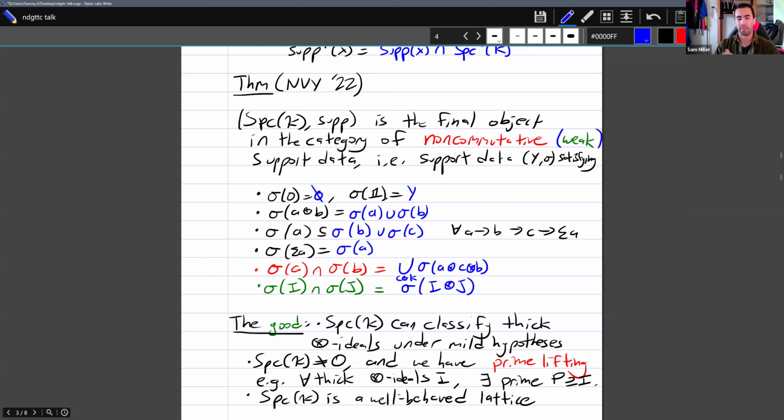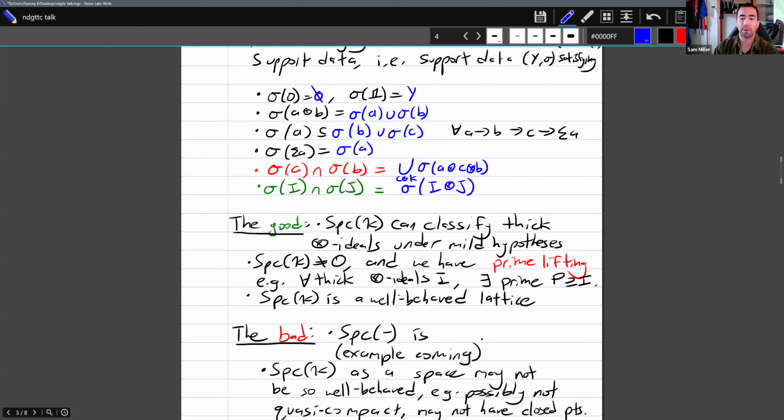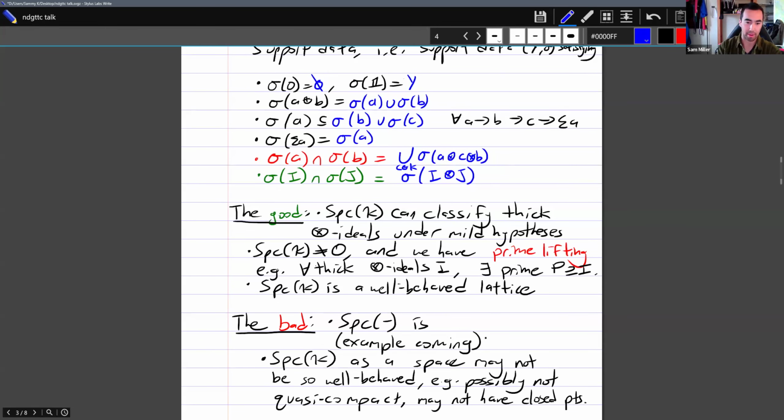So it behaves a little differently though. We also have that Spec of K is non-empty, and we have this prime lifting: for every thick tensor ideal I, there's always some prime that contains I. And finally, we have that Spec of K is a well-behaved lattice, which is partially what gives us this nice classification. But there are some bad things too. The big one being that Spec of K is non-functorial.